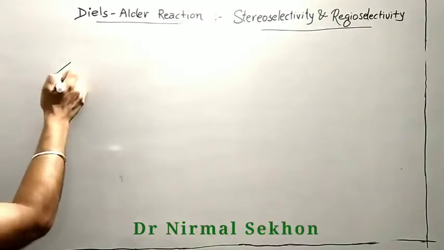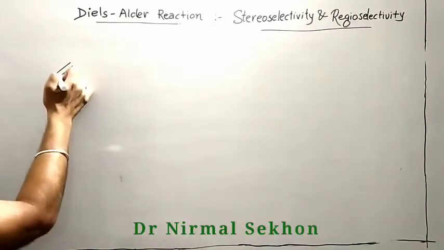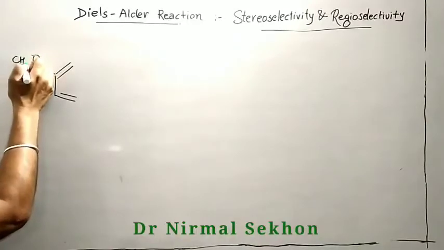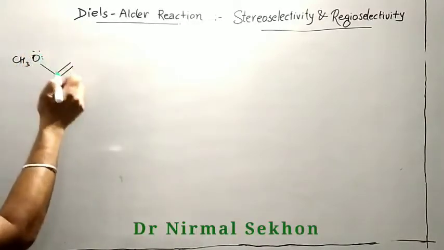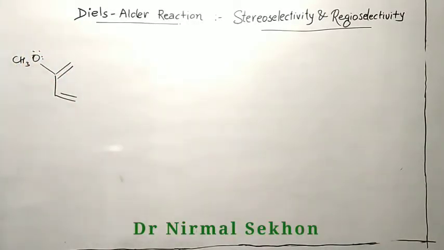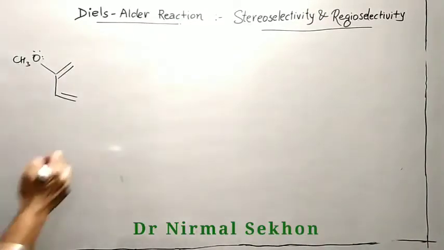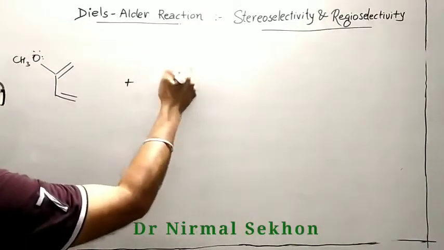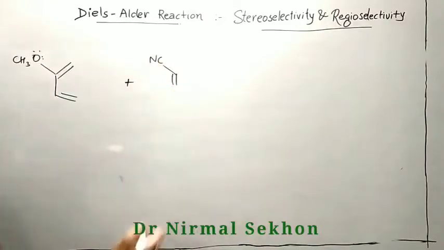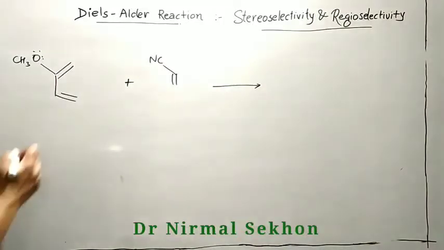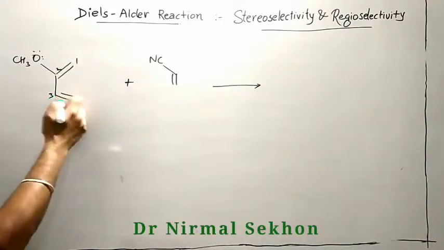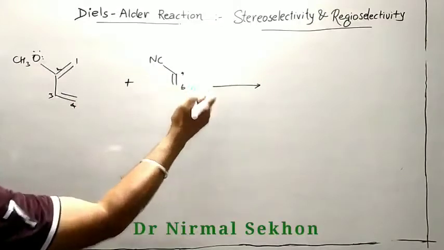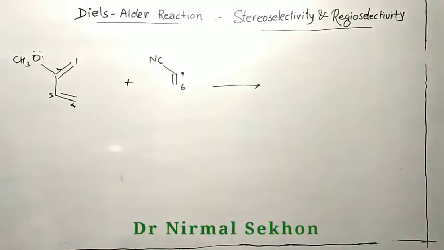Suppose we have this electron donating group attached to number 2. So the same methoxy group is now attached to number 2. In the previous example it was attached to number 1. So now suppose we have this structure. Now what is the expected product in this case? So just write 1, 2, 3, 4 and write here A and B. Now what to do here?